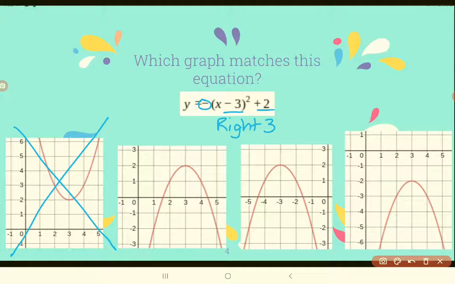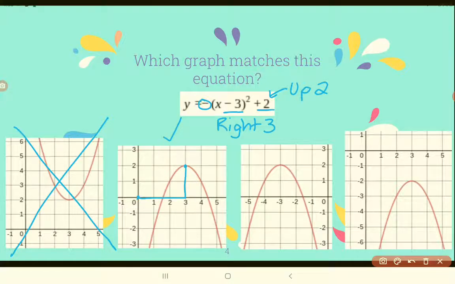Now check the last number, +2. What does the number outside parentheses tell me? It tells me if I went up or down. Well, since this 2 is positive, that means I went up 2. So instead of having a vertex at 0, 0, I should be looking for a graph that has a vertex at the point 3, 2. So let's check this. If I started at 0, 0 right here, and I went right 3 and up 2, do I end up at the vertex of this parabola? Yes, I do. So this one right here is my answer.